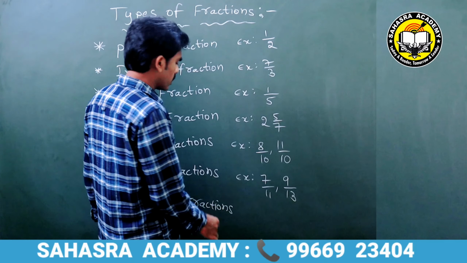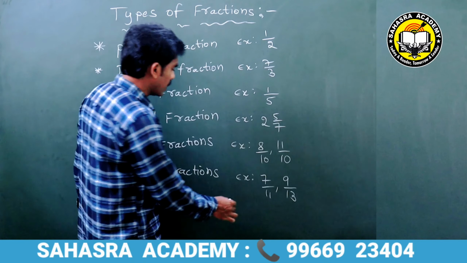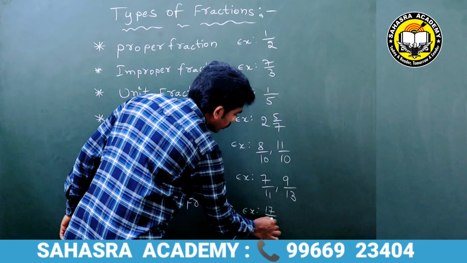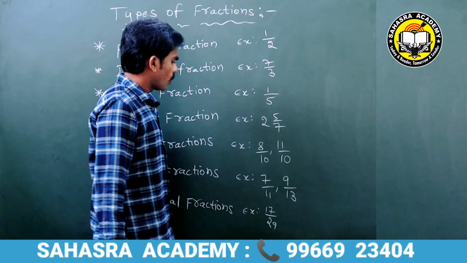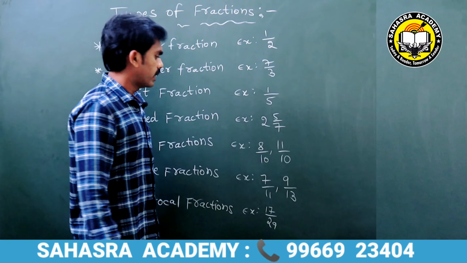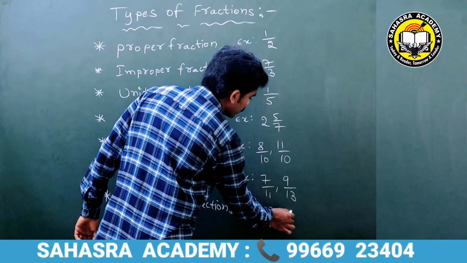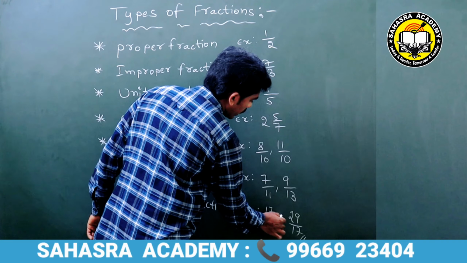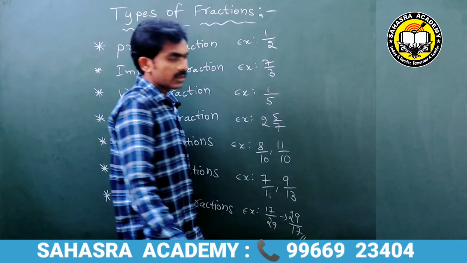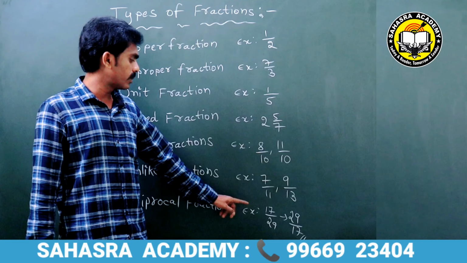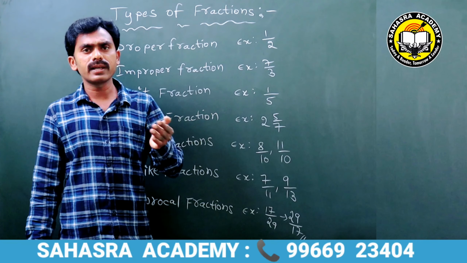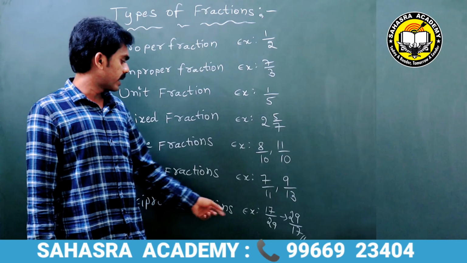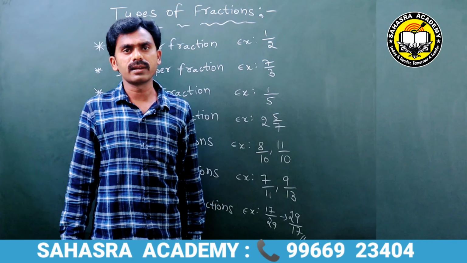See, reciprocal fractions. Reciprocal fraction means, for example, I am taking 17 by 29. So what is the reciprocal fraction of 17 by 29? It is 29 by 17. 29 by 17 is the reciprocal fraction of 17 by 29. So we will write the numerator as the denominator and the denominator as the numerator. So this is an example for reciprocal fraction.